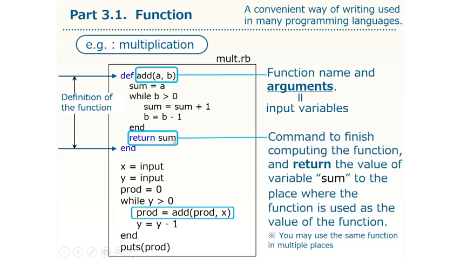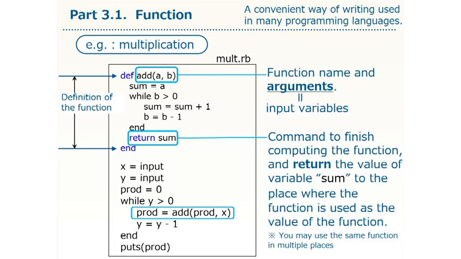The last statement here is the return command. This tells the computer to finish computing the function, and since we have sum in here, in this case, the value of the variable sum is returned to the place where the function is called as the value of the function. By the way, this return command can be placed at various positions within the range of the function definition. As soon as the execution reaches this command, the computation of the function is terminated.